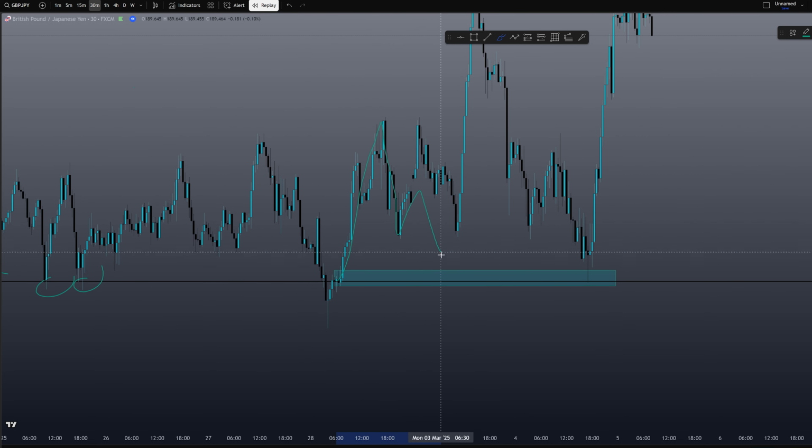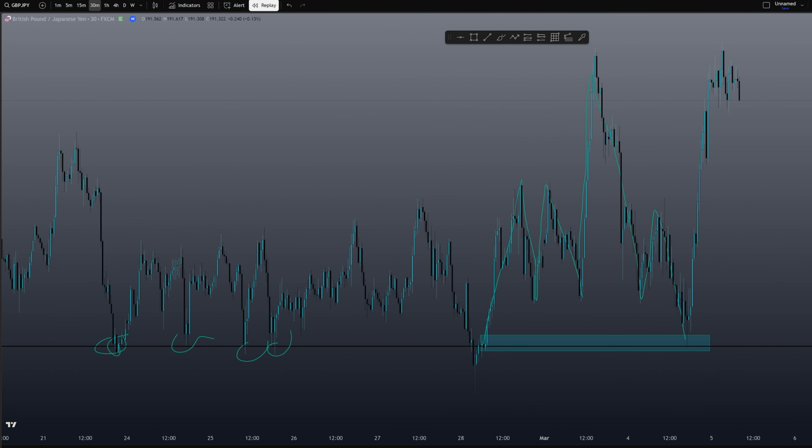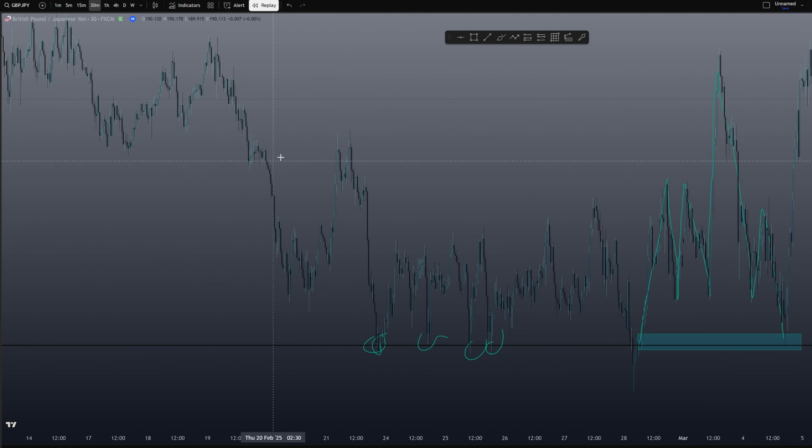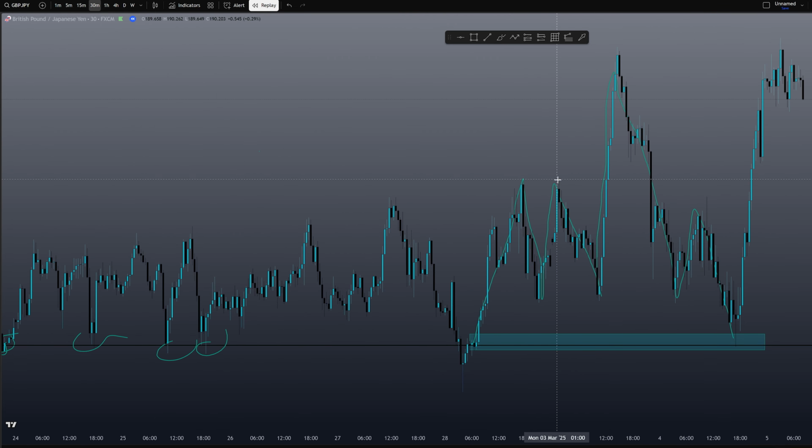As you can see, if it did something like this, it would be invalid, but it created more liquidity twice, and then it took out the high, then came back to my demand zone, and then I'm going to talk about the entry. But as you can see, perfectly beautiful structured trade, took out all these highs, even this high, and then this gives us more bullish bias.